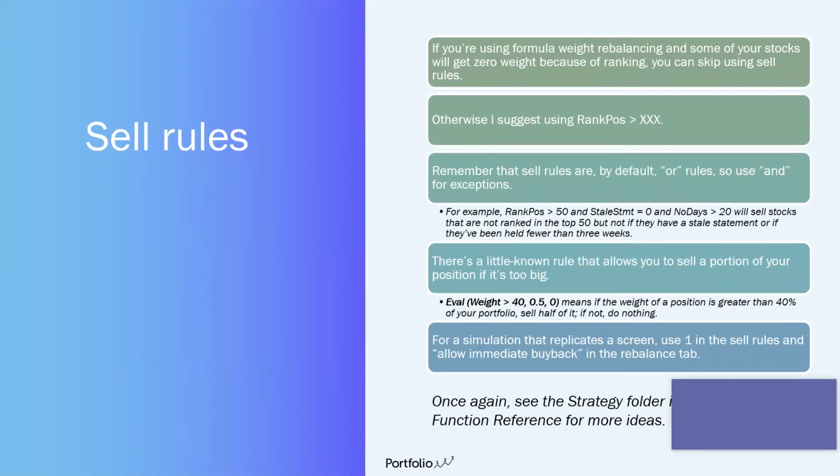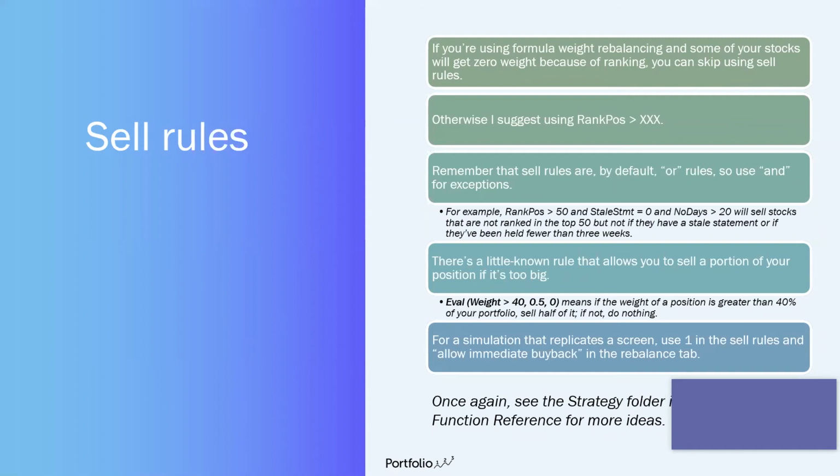Sell rules. If you're using formula weight rebalancing and some of your stocks will get 0 weight because of ranking, you can skip using sell rules. If you're using any of those formulas that I showed you before, any stocks that have rank positions greater than 50 are going to end up with 0 weight, and you don't even need to put any sell rule at all.